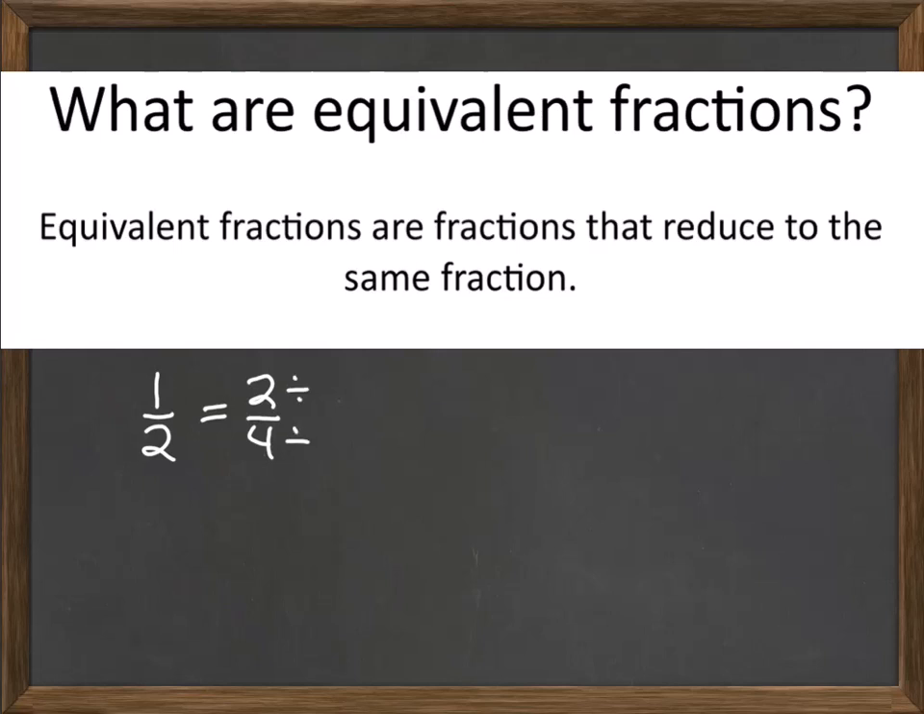I can reduce 2 over 4 by dividing the numerator and the denominator both by 2, and I'm back to 1/2. So those are some examples of equivalent fractions. I could also say 5 over 10. 5 over 10 also reduces to 1/2. 3 over 6, right? 3 is half of 6, 5 is half of 10, so on and so forth.